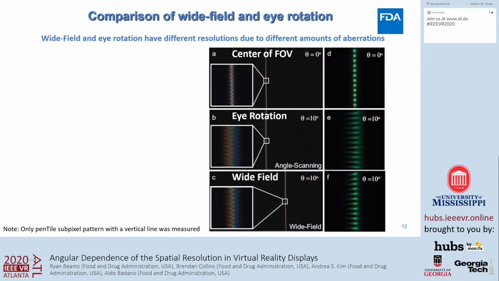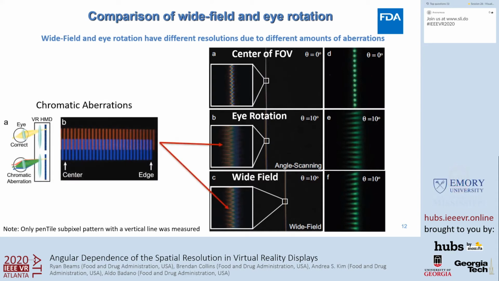And the reason this happens is due to the aberrations of the lens. One example of that is the chromatic aberration, but there are other ones that are also coming into play here to impact the final image that you get out as you go across the field of view.